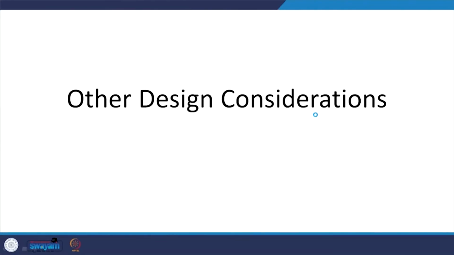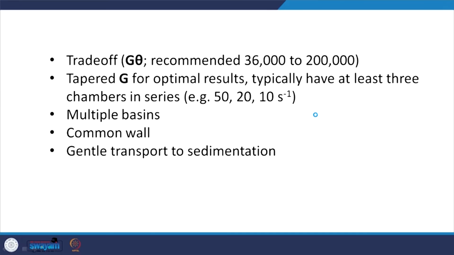So, types of mixing and other design considerations. Trade-off, if you look at G theta, again this is for your relevant case of flocculation. You can go from one end to the other, tapered G for optimal conditions, this is what we mentioned. So initially high and then lower and lower. You can have multiple basins and such, or you can have combinations that will allow for common wall and then transport to sedimentation. So that's something to keep in mind.